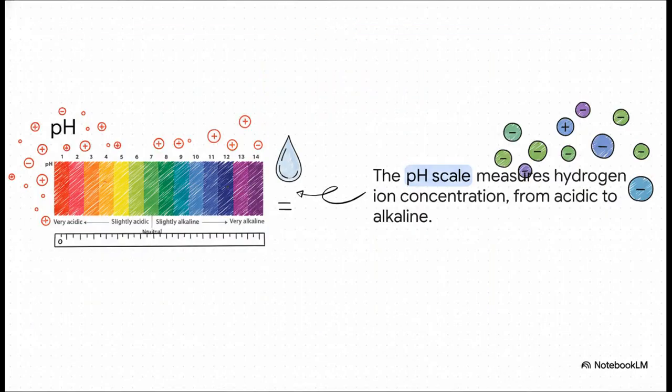So, how do we actually put a number on all this? Well, we use the pH scale. Just think of it like a ruler for acidity that goes from 0 to 14. Now, here's the crucial part to remember. The more hydrogen ions you have, the more acidic it is, and the lower the pH number goes. A pH of 7 is right smack in the middle. That's totally neutral, like pure water.